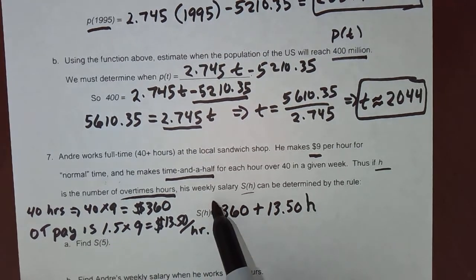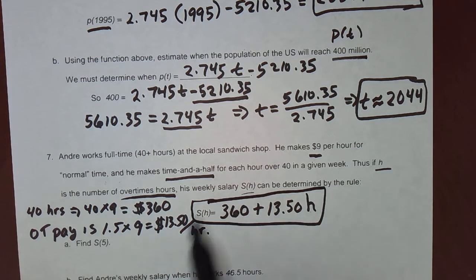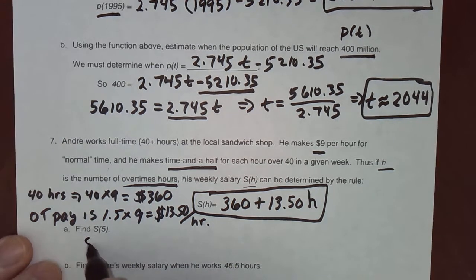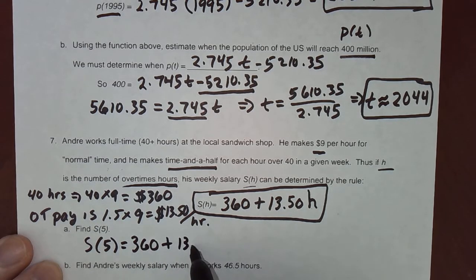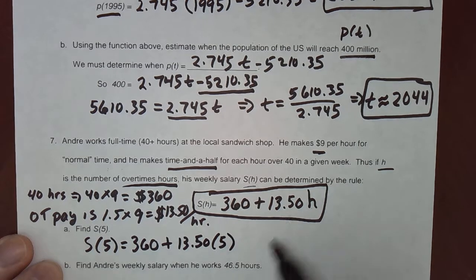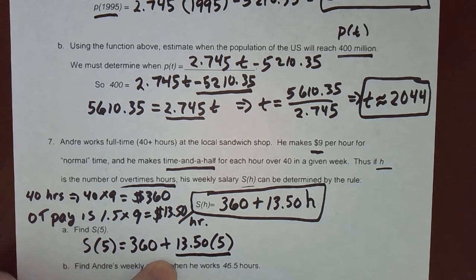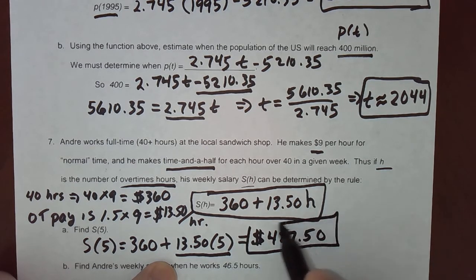Okay, so let's use this formula to determine S of 5. And remember what S is. When you plug in a 5, it means he worked 5 overtime hours. That's H, the number of overtime hours. So S of 5 is 360 plus 13.50 times 5. 13.50 times 5, that'd be $67.50 right here. If you multiply that out and you add it to 360, you'd get $427.50.